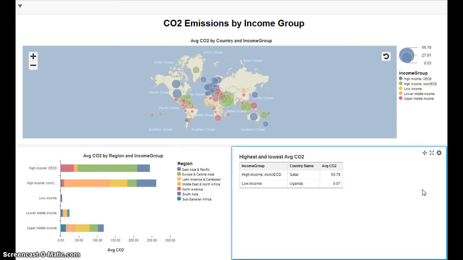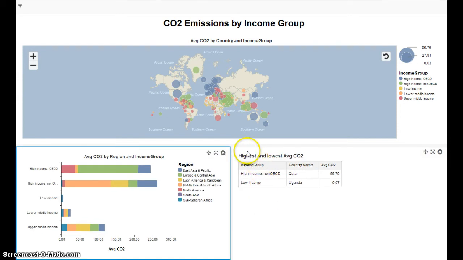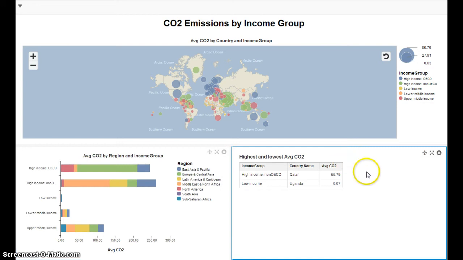Our last graph on this storyboard is a table outlining the highest and lowest average CO2 emissions produced with their associated countries and income group. The country with the highest individual amount of CO2 produced is Qatar, with a whopping amount of 55.79 metric tons. Qatar belongs in the high-income non-OECD group.